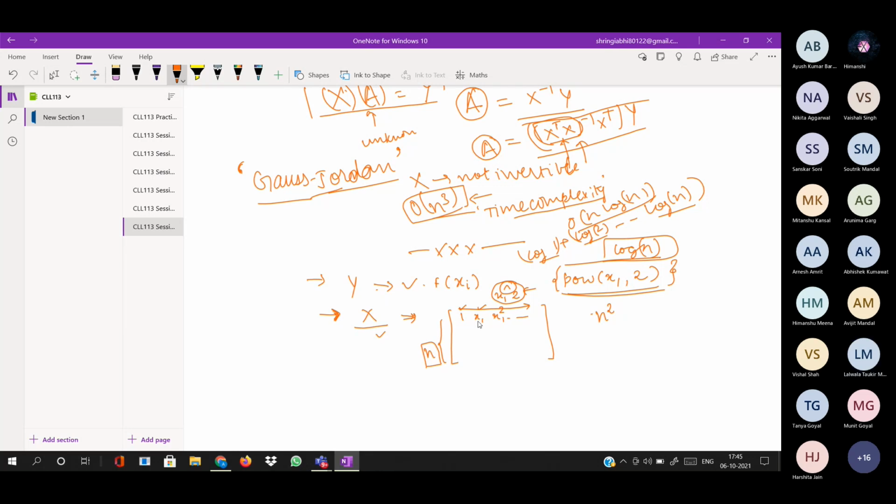Then we calculate it for each column, so it becomes n square log n, right? So it is highly time complex. The time complexity is very high, like the log n factor is coming here.